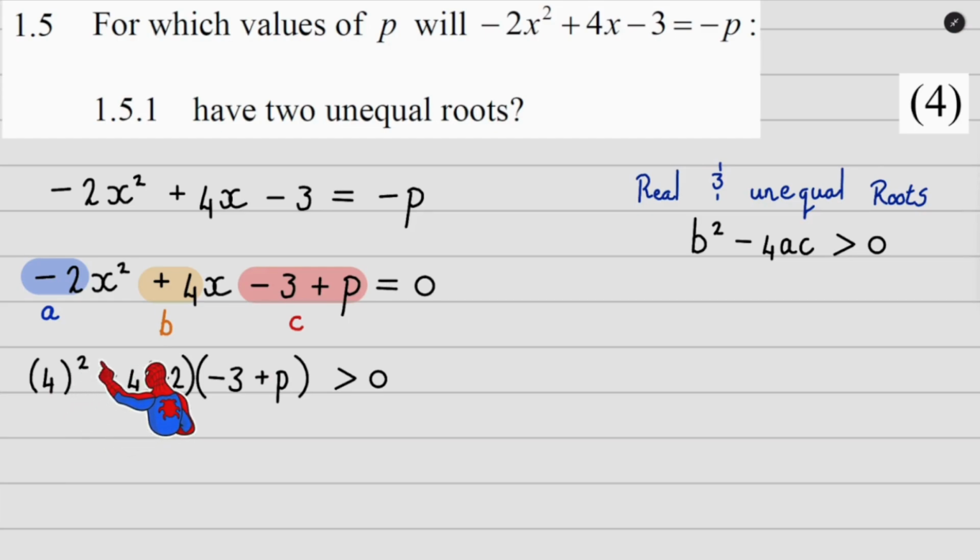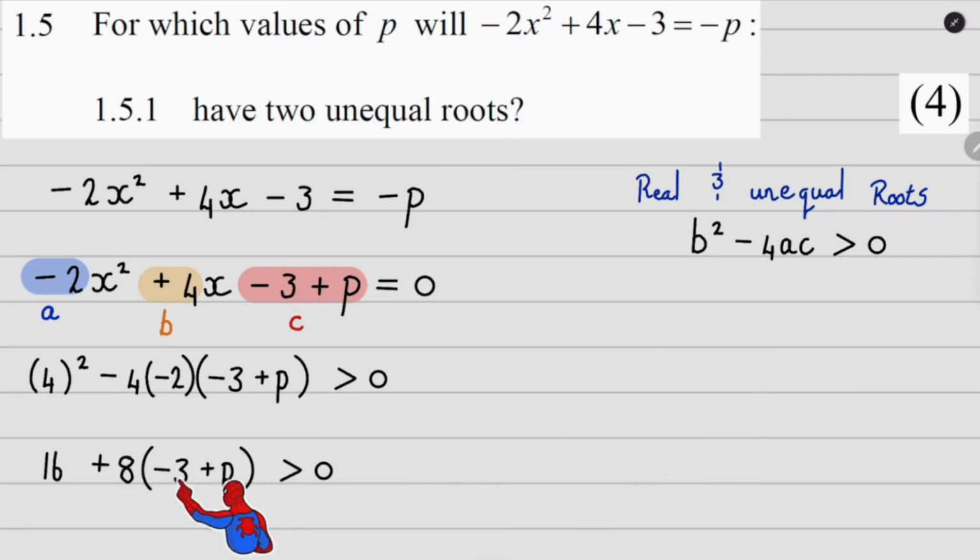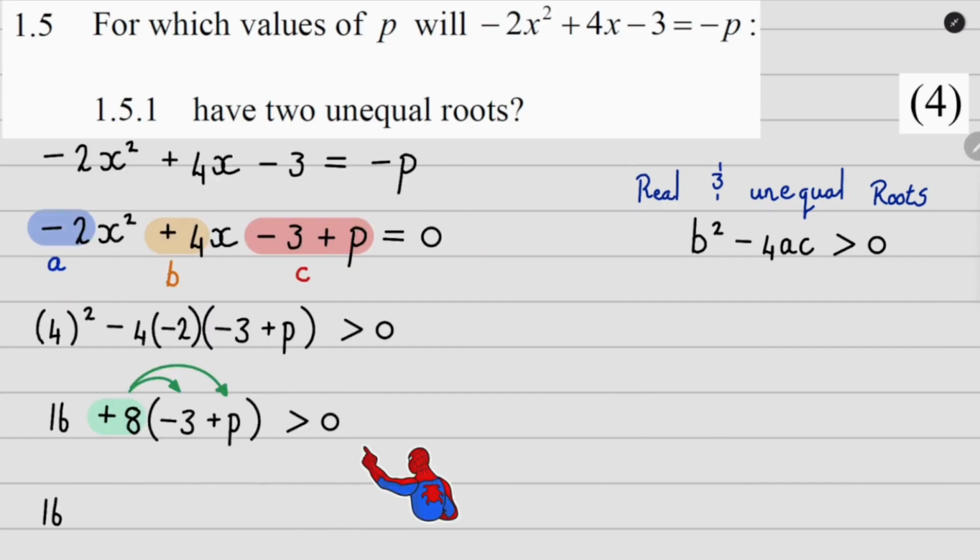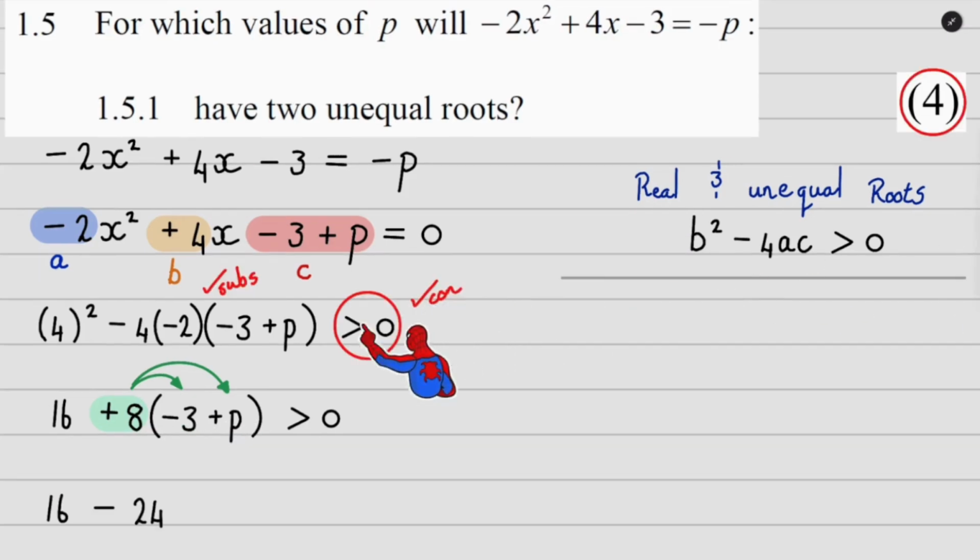So 4 squared is 16. Minus 4 times minus 2 will give me plus 8. And I'm going to leave the rest of it for now. Now I'm going to distribute this plus 8 into the bracket. Alright, plus 8 times negative 3. A positive times a minus is a minus. 8 times 3 is 24. And 8 times p will just give me plus 8p. And nothing will change with the rest of the inequality. This will still point in the same direction.